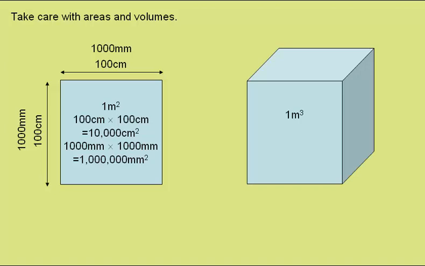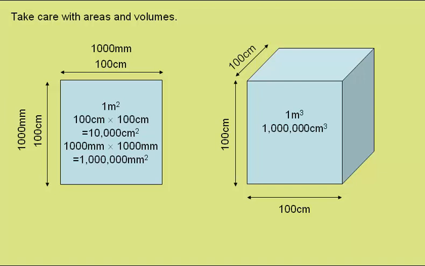For volume, here we have 1 cubic metre, which is 100 centimetres by 100 centimetres by 100 centimetres, giving a volume of 1 million cubic centimetres, or 1 times 10 to the 9 cubic millimetres.